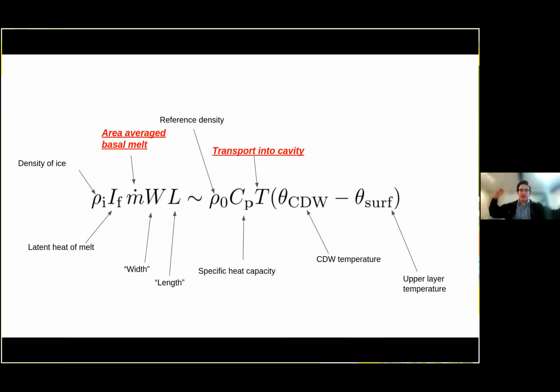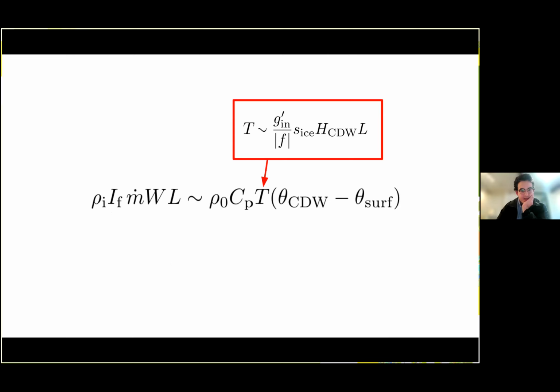And then on the right-hand side, you have transport into the cavity, the change in temperature between your surface and your CDW layer. And still there's that tilde there because this is still kind of a scaling argument, who knows what T is really. And just a reminder of what T was from the slide before. We're going to take that expression we had for T and plop it in.